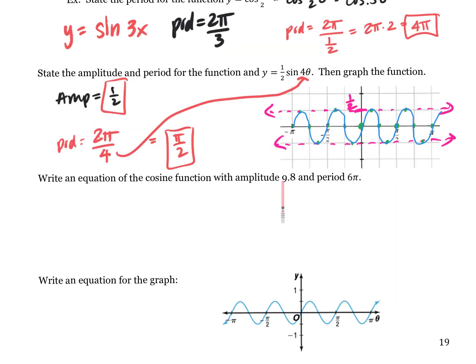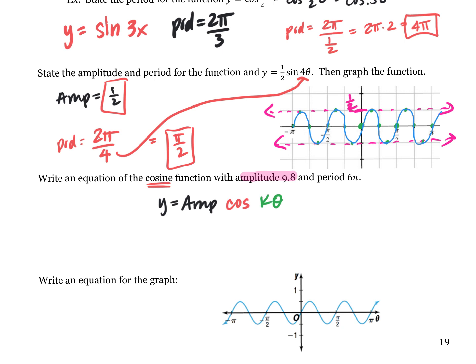What about if I just give you the words and I want you to write me the equation? So if I'm telling you the amplitude is 9.8, and maybe you want to write yourself the form of an equation: y equals the amplitude. They want it to be cosine of kx, or k theta, however you want to write it.